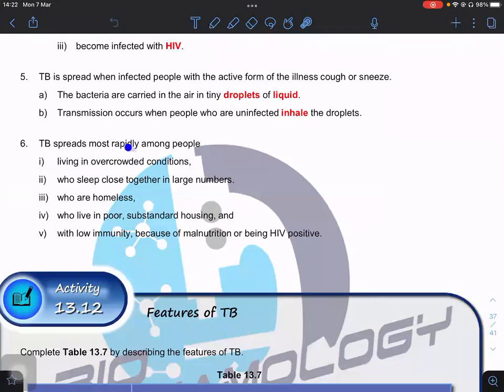When we are living in overcrowded conditions, sleeping together in large numbers, being homeless, living in poor substandard housing, or having low immunity because of malnutrition or being HIV positive, these conditions allow the disease to spread very, very easily. Are you clear? Normally, TB can be prevented by vaccination.